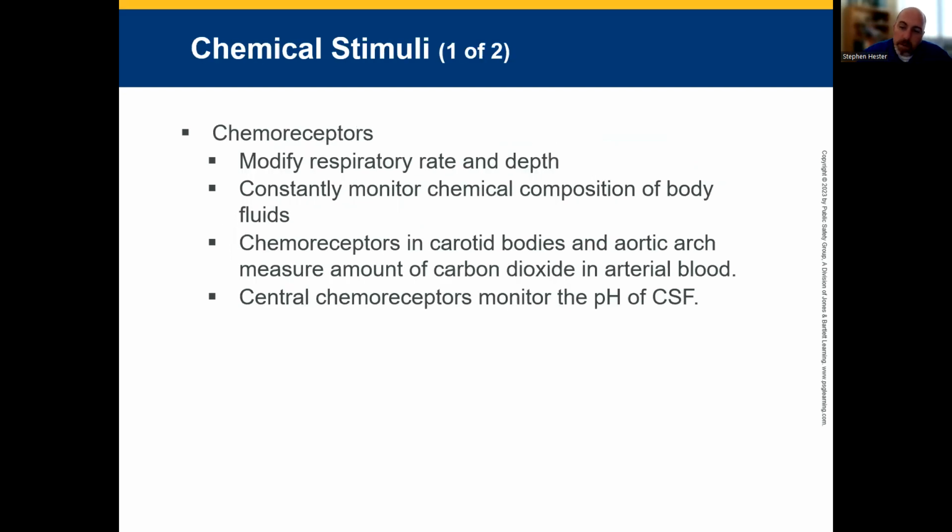Chemical stimuli: the chemoreceptors modify respiratory rate and depth. It's constantly monitored for the chemical composition of blood fluids. So the central chemoreceptors monitor the pH of the cerebrospinal fluid and are located adjacent to the respiratory centers in the medulla. When serum carbon dioxide or hydrogen ion levels increase, chemoreceptors stimulate the dorsal and ventral respiratory groups in the medulla to increase respiratory rate.